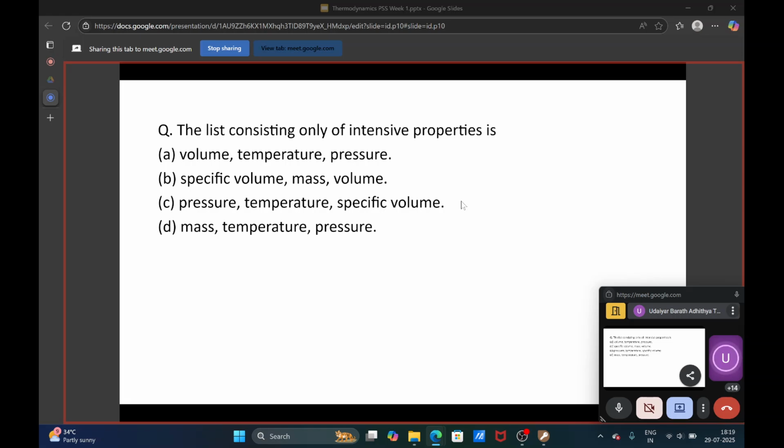Here I have listed some examples on intensive properties. We have to find out which is the list containing only the intensive properties. First one, A, is volume, temperature and pressure. B is specific volume, mass, volume. C is pressure, temperature, specific volume. D is mass, temperature and pressure.